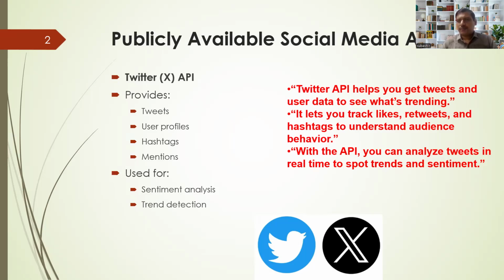If a particular tweet is more retweeted, that means it is a very popular tweet. Or if more people like that tweet today, that will be trending. This helps to understand the audience behavior. It is also used for sentiment analysis and trend detection. With the API, you can analyze tweets in real time to spot a trend and sentiment. So we can find which topic is trending today and do some sentiment analysis for the topics. For this, the publicly available APIs are more useful.